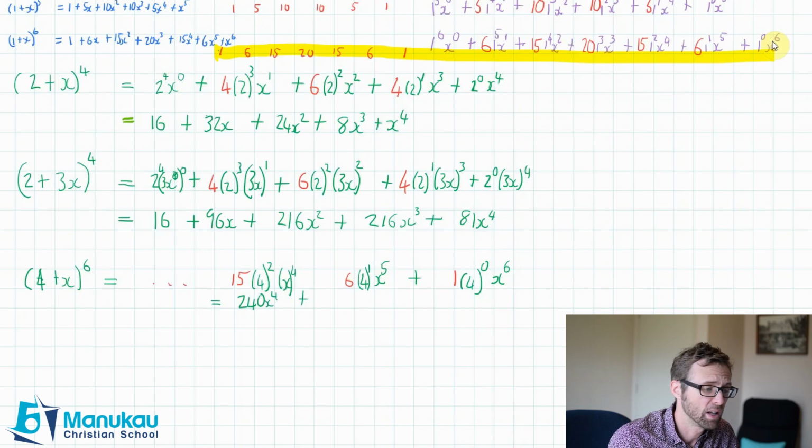6 times 4 is 24, so the next one will be 24x to the power of 5, and the final one will be 4 to the power of 0 is 1, so it's just going to be x to the power of 6. And that is your answer to that question.